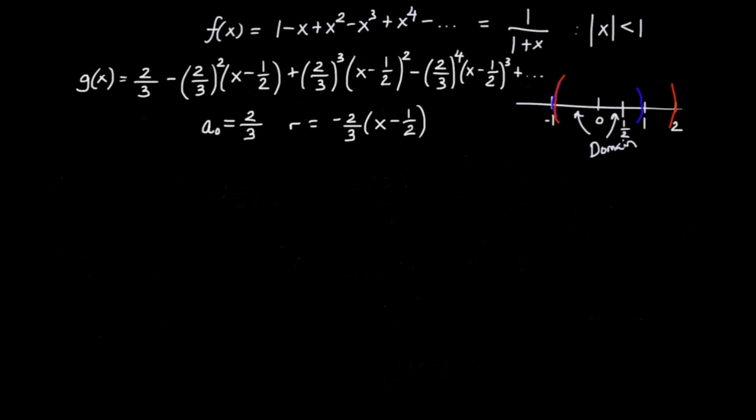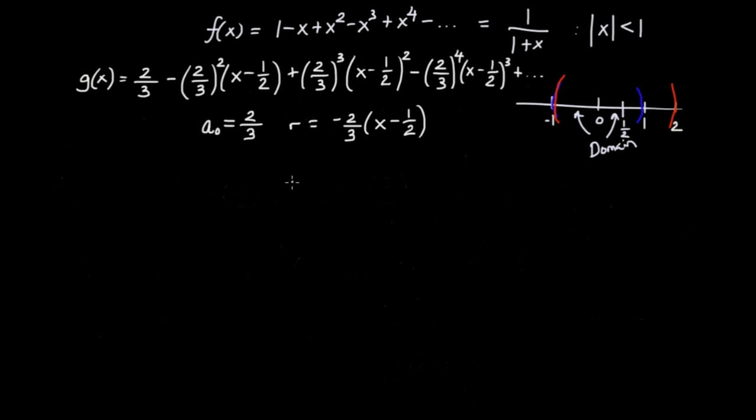Here I've moved some stuff around one more time. I've just changed those minus exponents to positives, and I've flipped the 3 halves into 2 thirds. But it's the same series, still have g. A naught, in this case, that first term, is going to be 2 thirds, which is right there. And again, that r, the common ratio, is going to be negative 2 thirds times x minus 1 half.